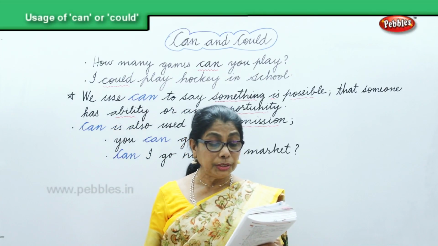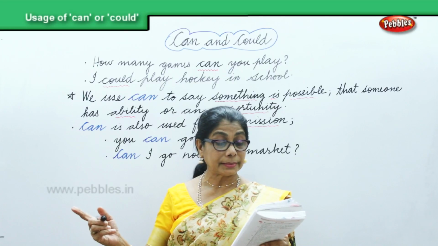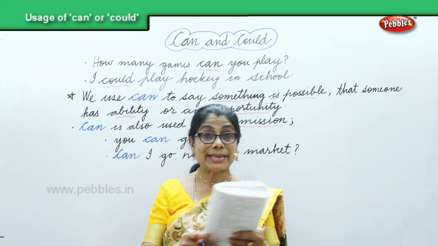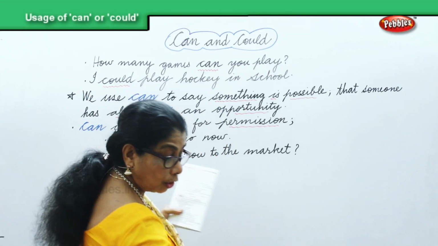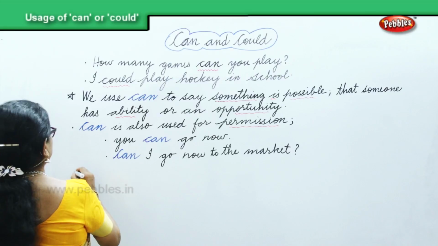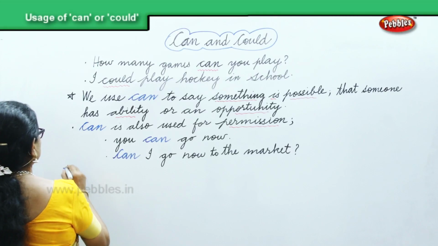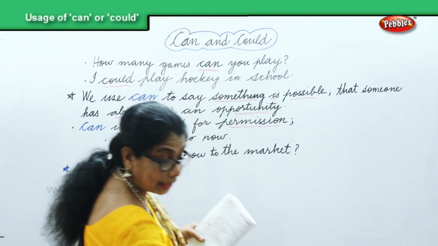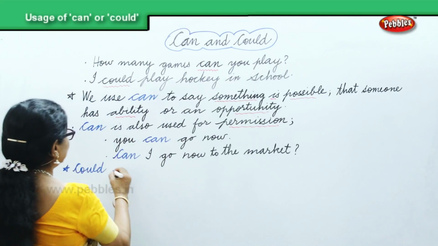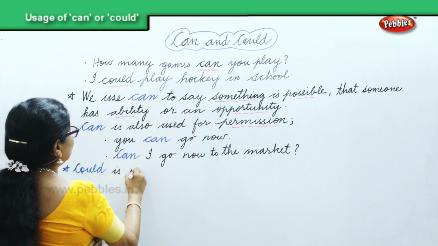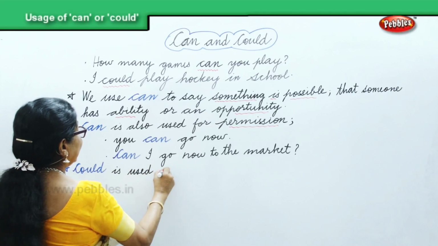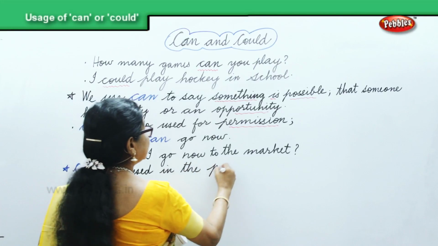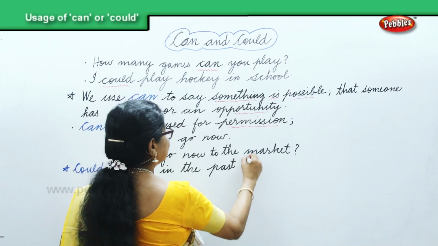Next one. Could is used in the past tense. Now we are going to look at could. Could is used in the past tense.